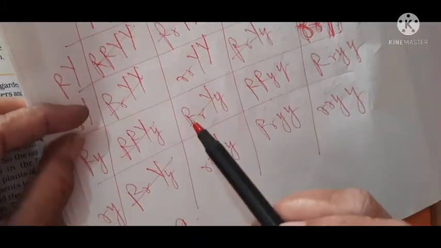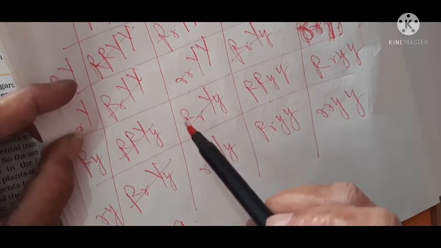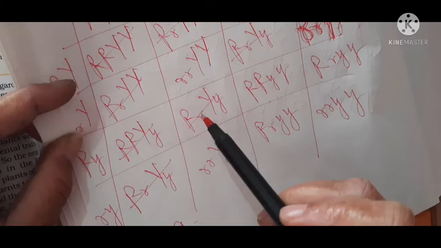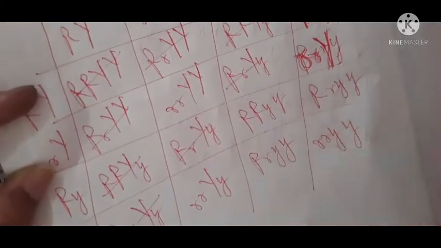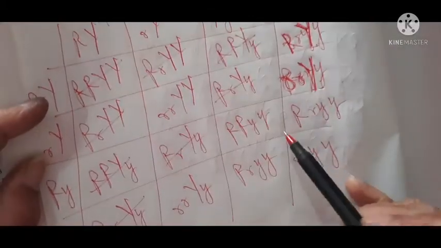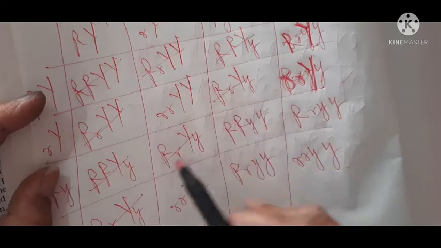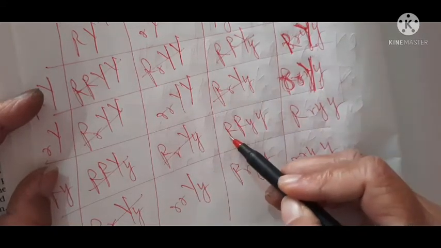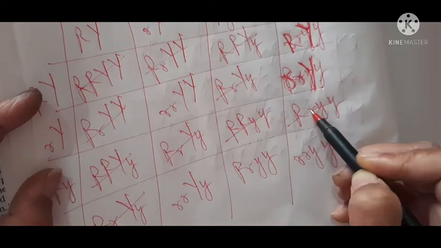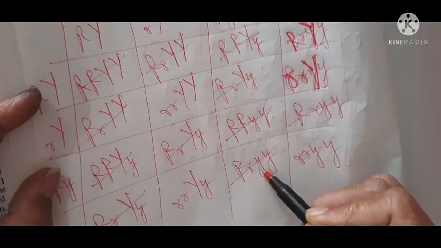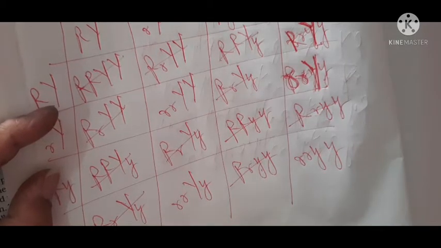Now we will count the number of plants having round shape but green pod. Means one character is dominant, another one is recessive. Round pod. Now let us see. So this is round pod, green shape. Round pod, green shape. 1, 2. Round pod, green shape. So 3 plants are having one character dominant, another recessive.